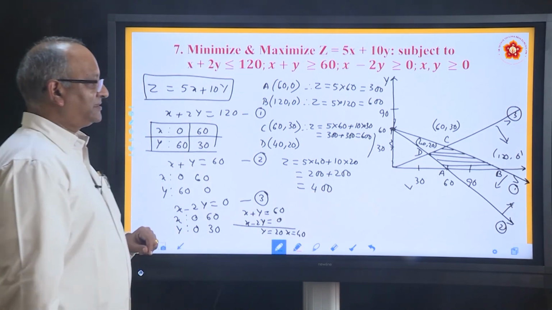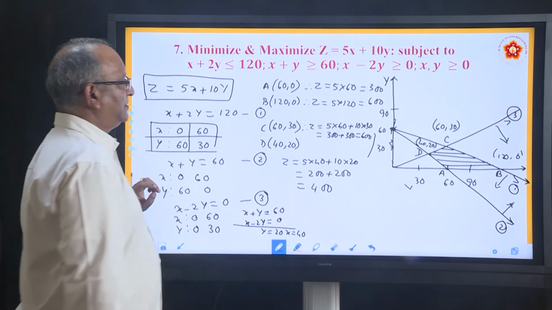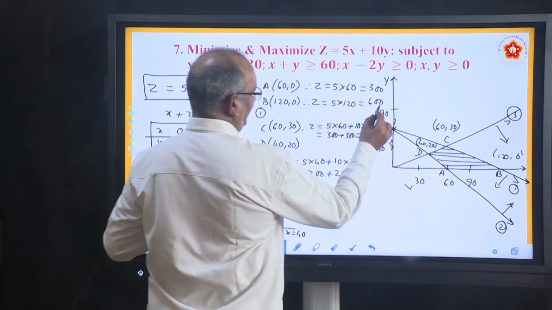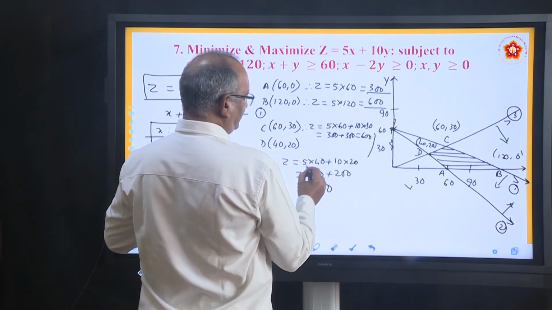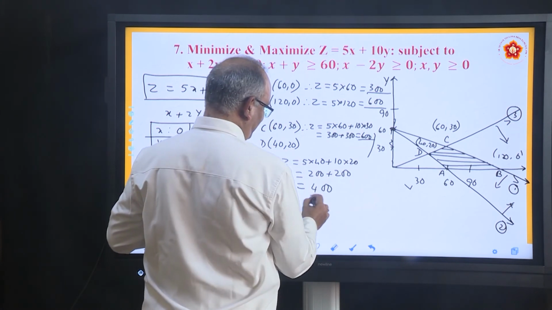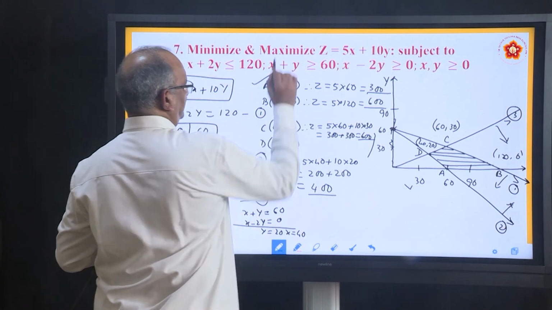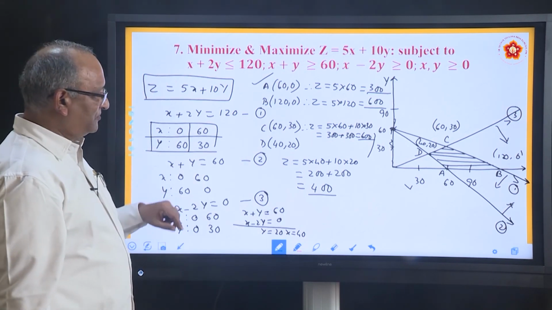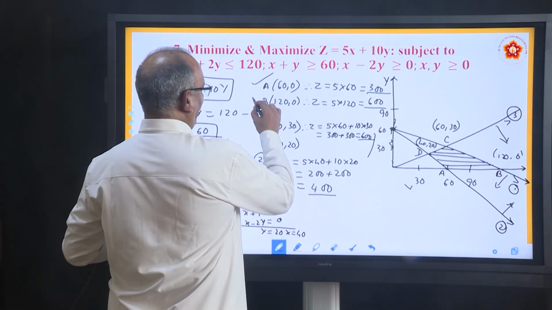He has asked to find the maximum and minimum of Z. Minimum is what? This is 300, this is 600, this is 600, this is 400. So what is the minimum value? A. What is the maximum value? You have 2 points, one is C as well as B.